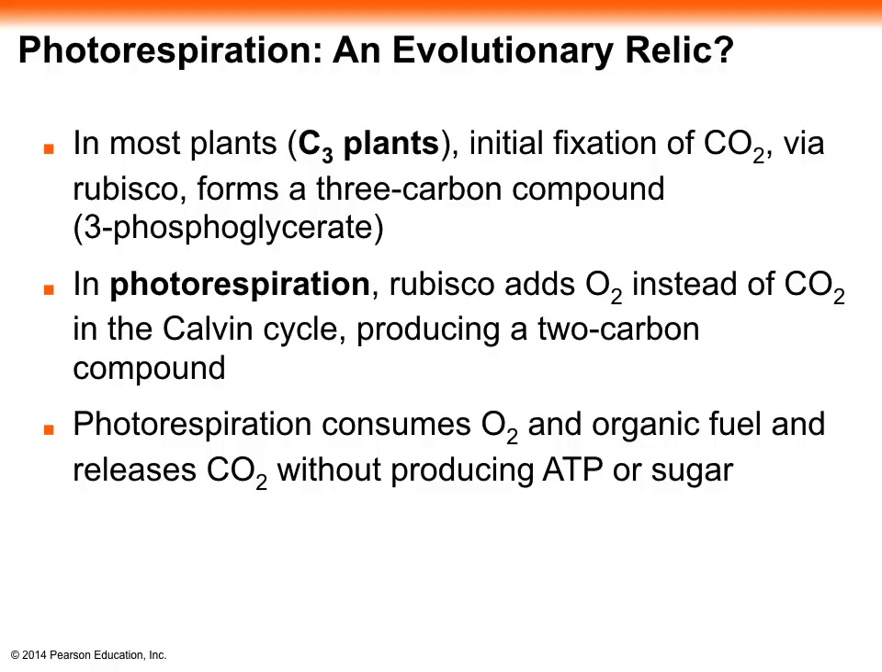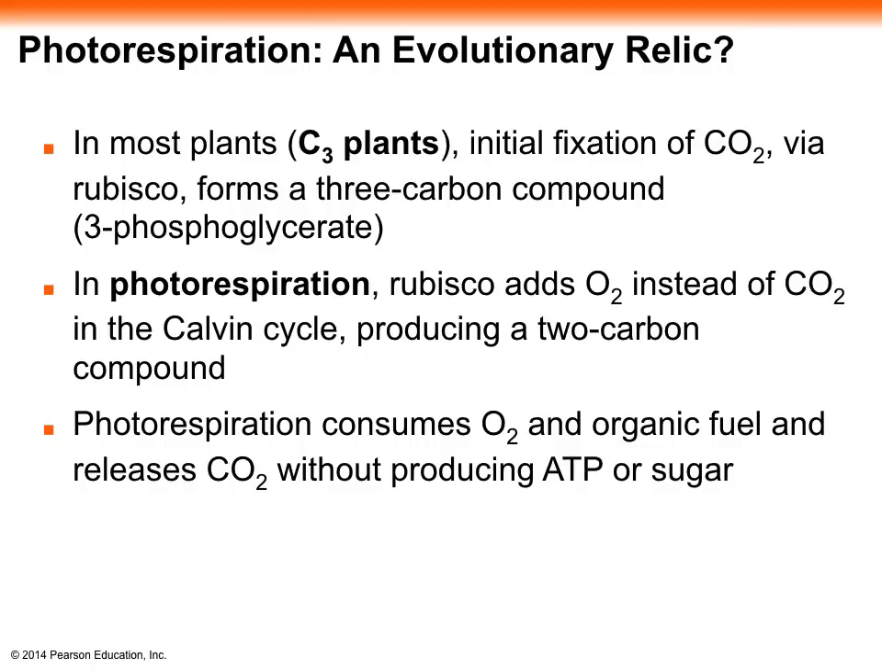Most plants in the world are C3 plants. This is the cycle that we just talked about. Initial fixation of CO2 through the enzyme rubisco forms a 3-carbon compound called G3P, or 3-phosphoglycerate.